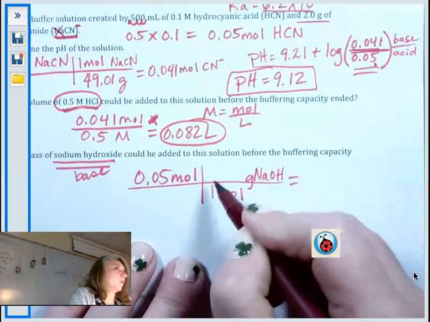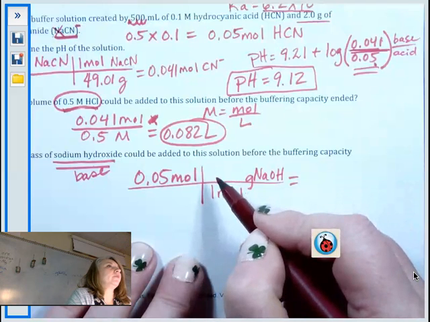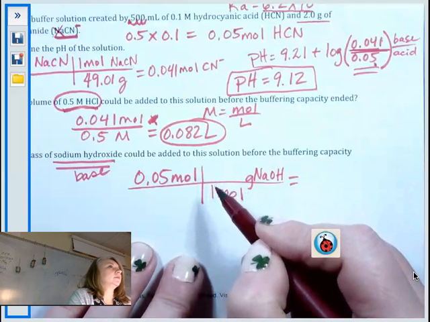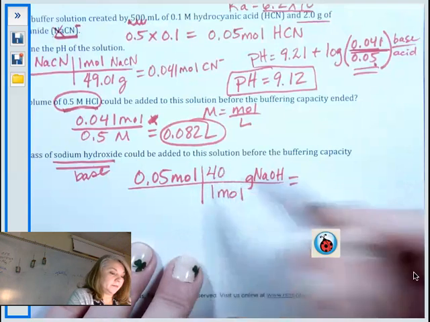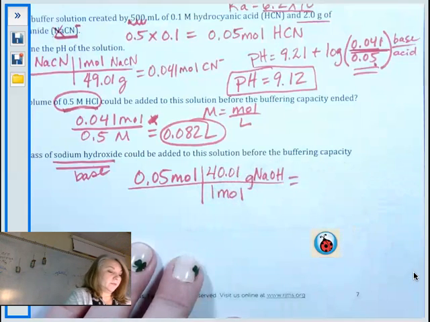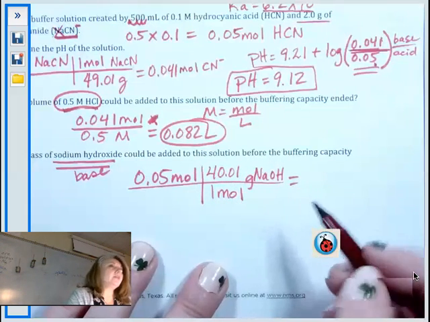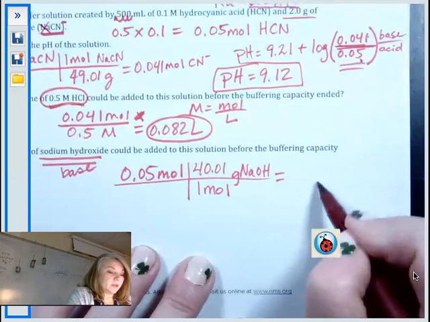And what are you getting for the molar mass of sodium hydroxide? Jasmine, what do you have for the molar mass of sodium hydroxide? 40, I agree. Okay. I'll call that 40.01, I think, from that. Okay, and then we're just going to multiply across. And what did you get as your grams of sodium hydroxide?